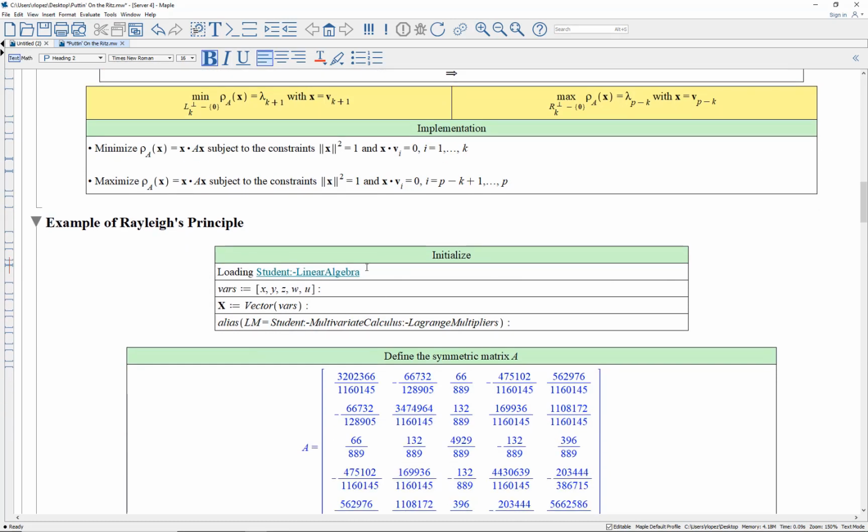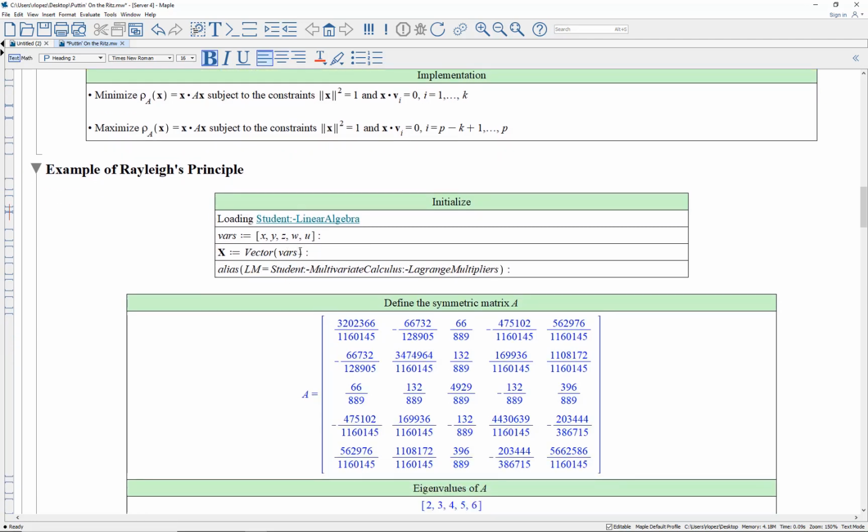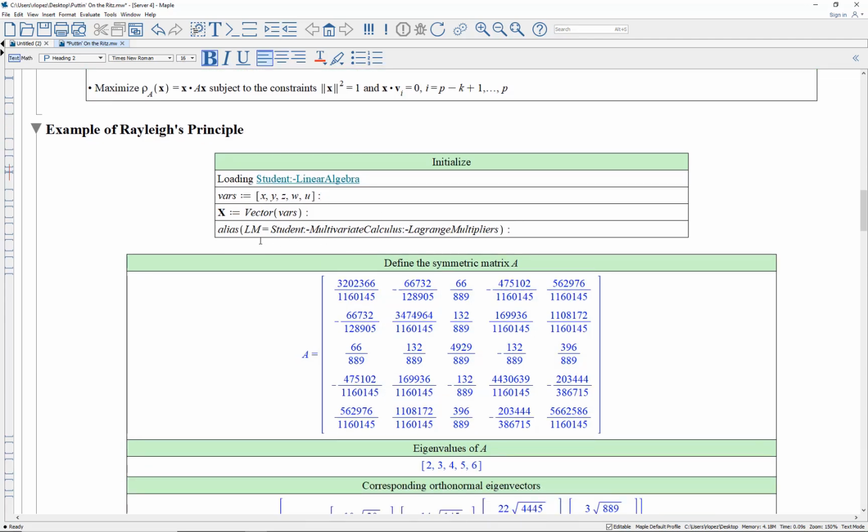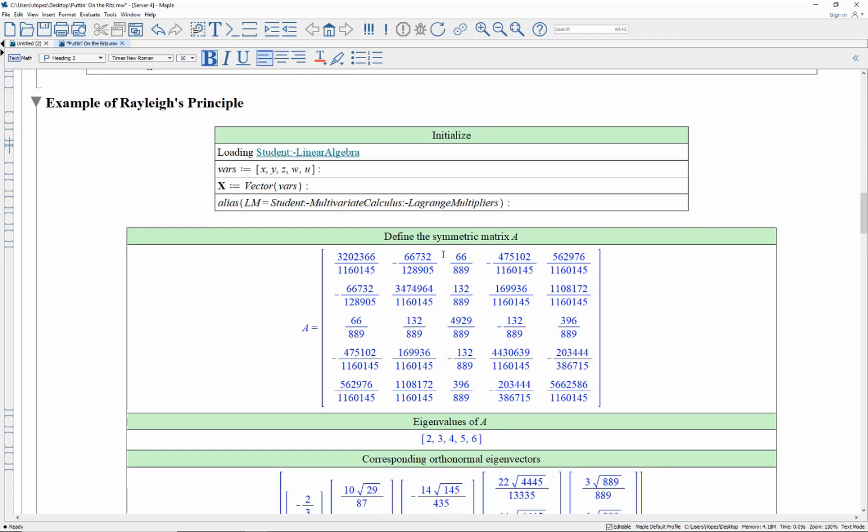How did I do that in Maple? Load the student linear algebra package. Define the variables. I have a 5x5. So I use variables x, y, z, w, u. X is the vector whose components are x, y, z, w, u. And since I want to make use of this Lagrange multipliers command from the student multivariate calculus package, without conflicting with some of the other packages in Maple, I aliased LM for Lagrange multipliers.